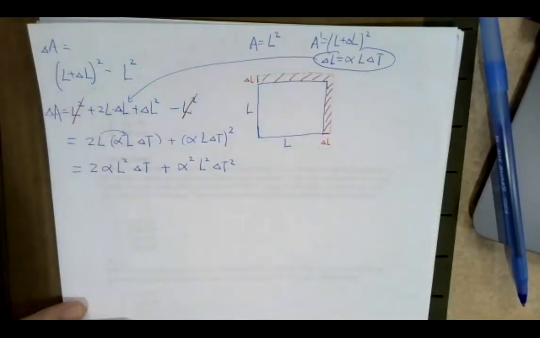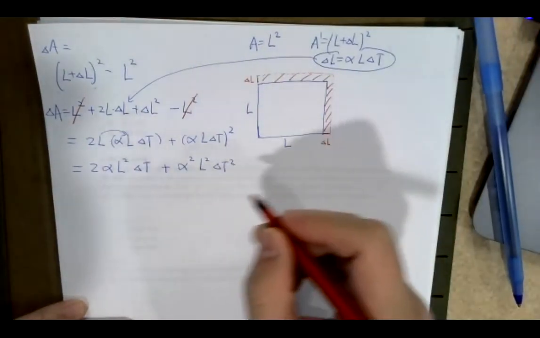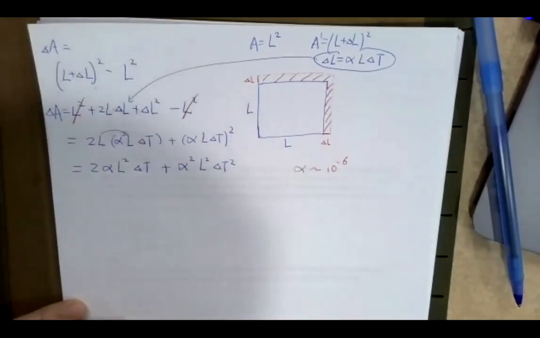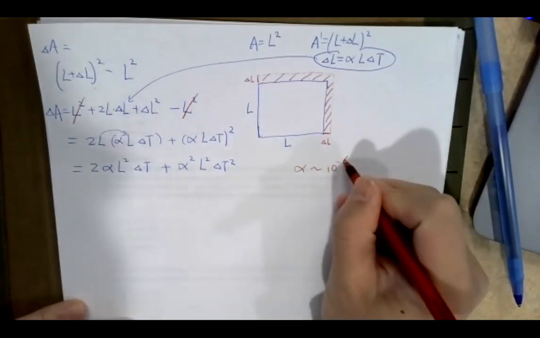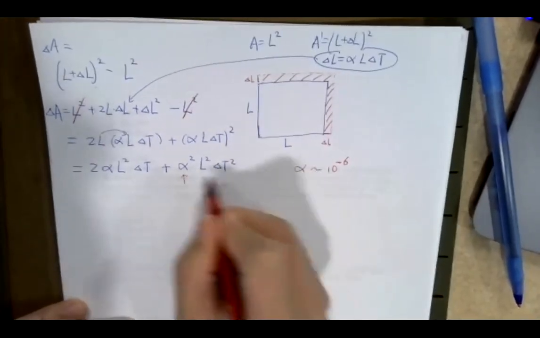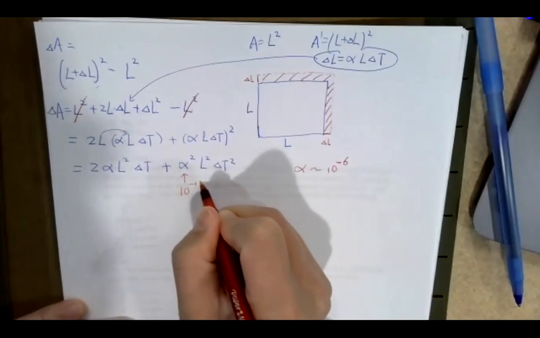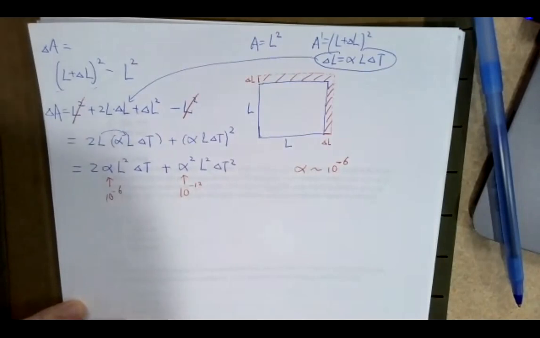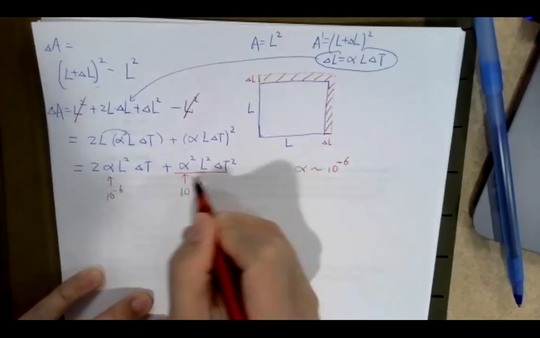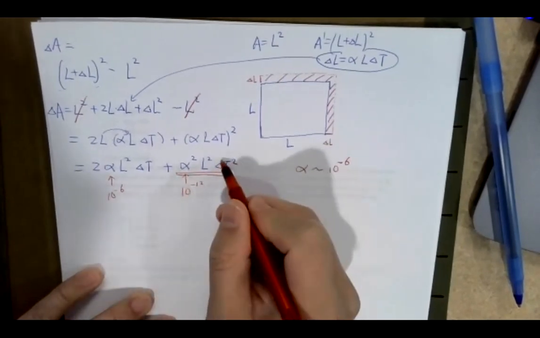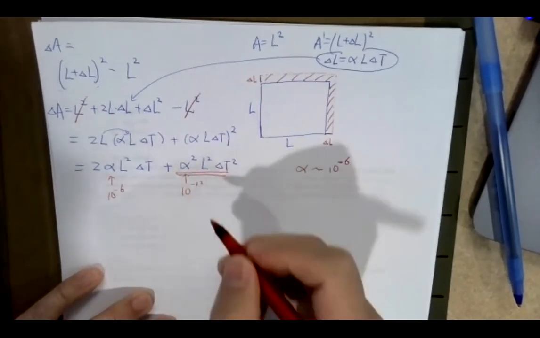Now, typically, if this is a solid, we know that alpha is on the order of 10 to the minus 6, right? Like what we saw earlier, like 12 times 10 to the minus 6 or whatever, 29. It's still a very small number, right? So if you do alpha squared, then this is 10 to the minus 12 order, right? This is 10 to the minus 6 order, okay? So this term will be much smaller than this term, right? So we can ignore that term, okay? So this is a much smaller term.